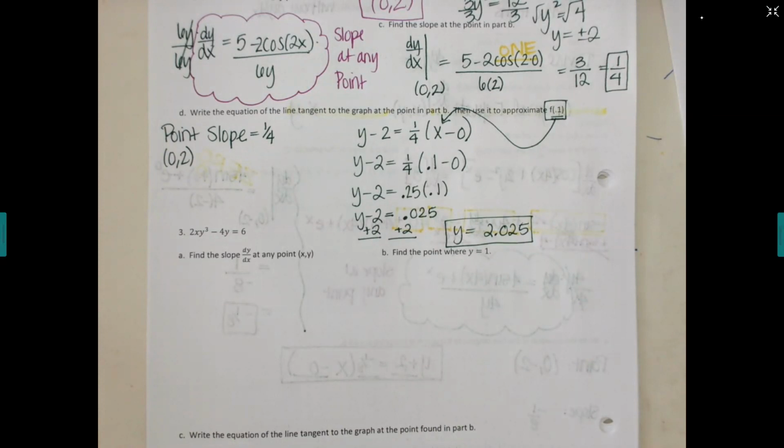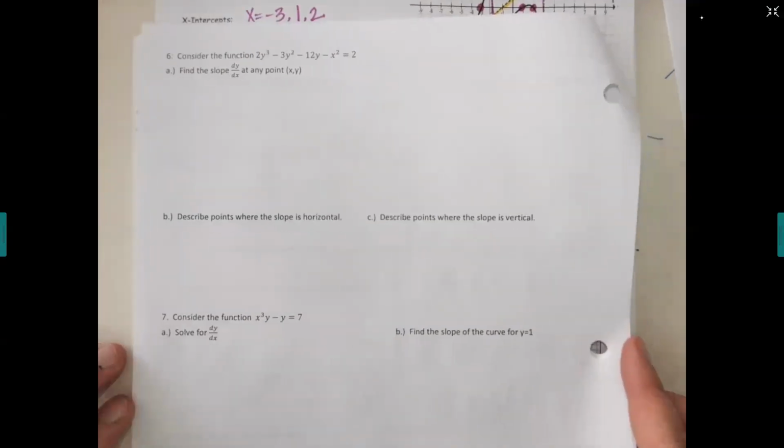Okay, we're going to skip around a little bit. Go to number 6, please. Okay, the question should look like this. Give it a shot. You can do it. Number 6.